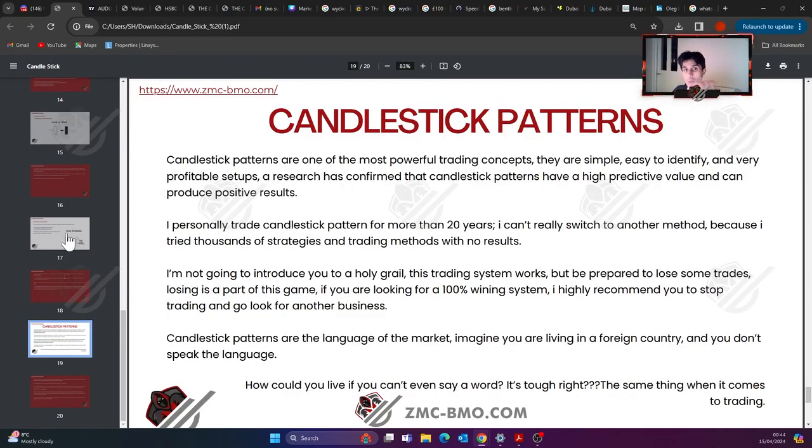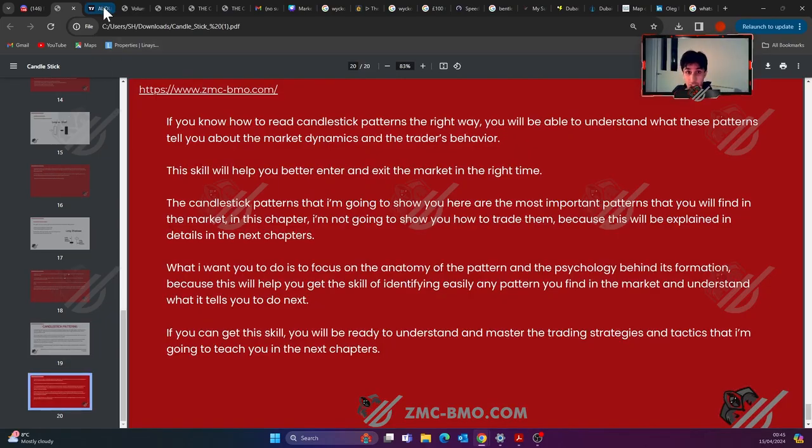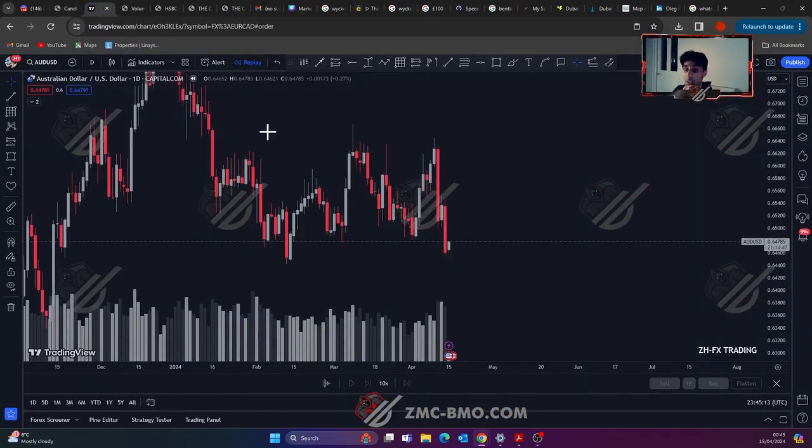I kept it short. We will go into charts and look at candlesticks. Now, candlesticks are one of the most powerful trading concepts. They're very simple, easy to identify, and very profitable. Some traders say you don't need to look at candlesticks, some say you do. Well, I'll let you guys be the judge of that. Now, let's jump into it. I'll let you guys read all of this as well, by the way.